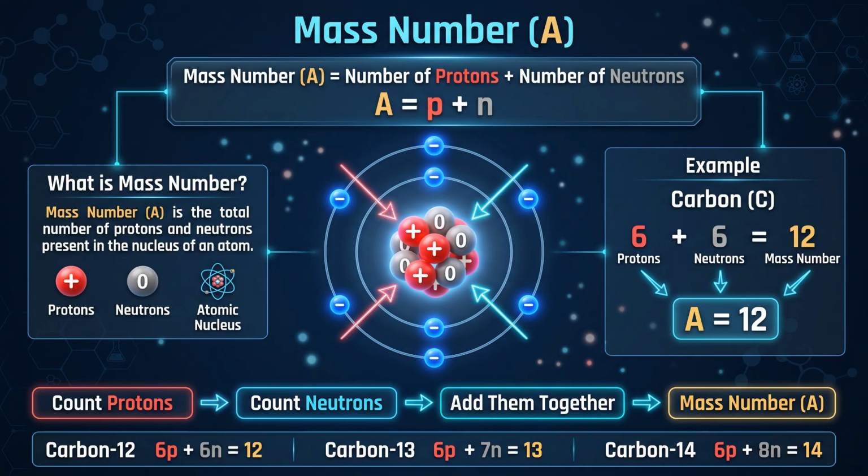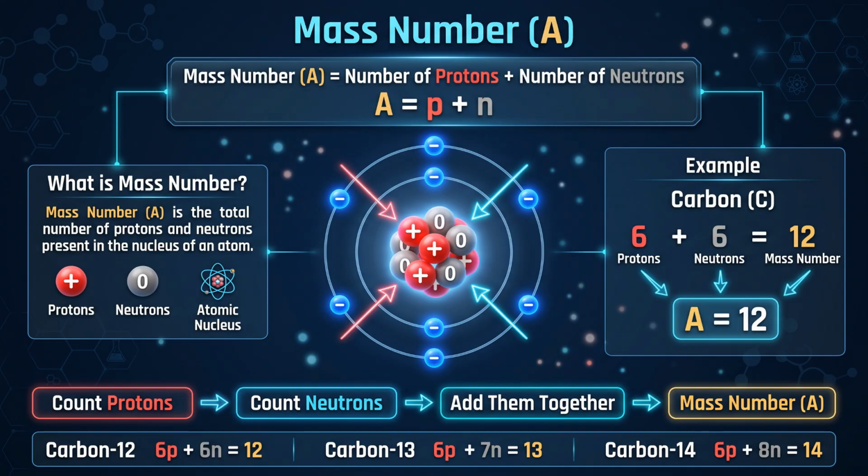To understand this better, remember that the nucleus contains only protons and neutrons. Electrons are located outside the nucleus in different energy levels or shells. Since electrons have an extremely small mass, about 1/1836 the mass of a proton, their contribution to the total mass of an atom is almost negligible. For this reason, electrons are not included when calculating the mass number. The mass number depends only on the particles present inside the nucleus.